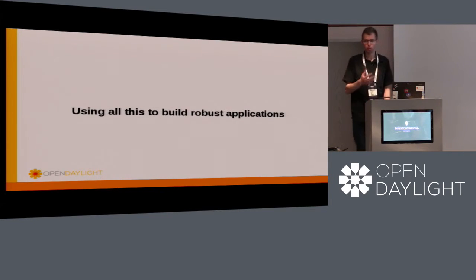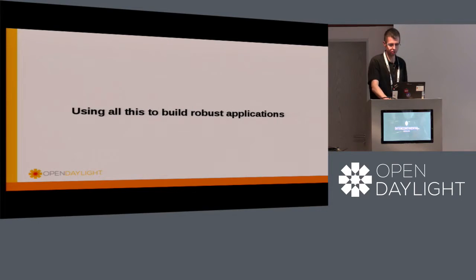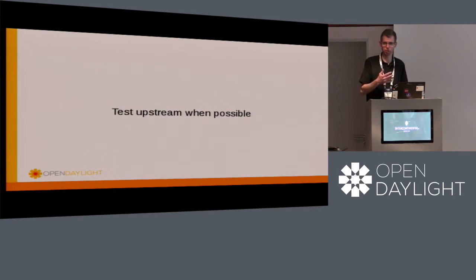So how do you do this? How do you use all this to build robust applications? Well, as far as possible, I'd encourage you to test upstream. So if you have already built test scenarios that use the parts of OpenDaylight that are relevant for you, but nothing else, or that you can reduce so that they use parts of OpenDaylight and none of your systems, then please consider contributing them upstream, because that'll mean that your use cases are regression tested against all the development in OpenDaylight without your involvement.